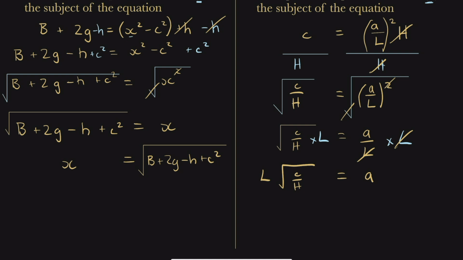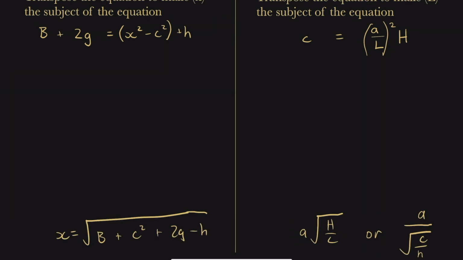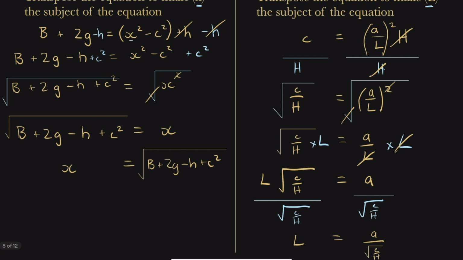And now, because we wanted L by itself, I'm going to divide both sides by square root of c over h. That's just one term. Divide by square root of c over h. And then that's going to give me a final answer of L is equal to a over square root of c over h. You could also have a square root c over h as the other possible answer for that.